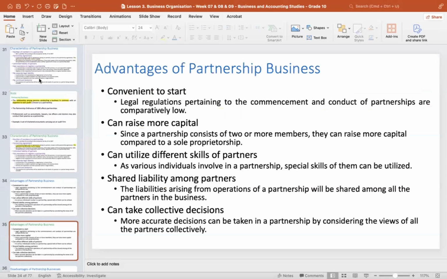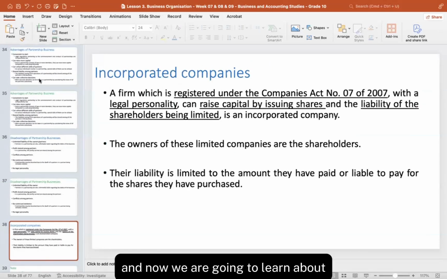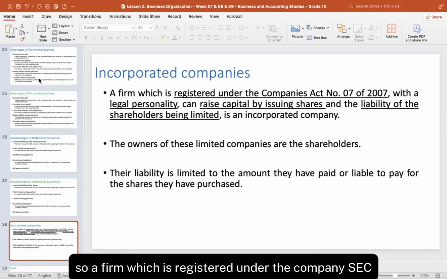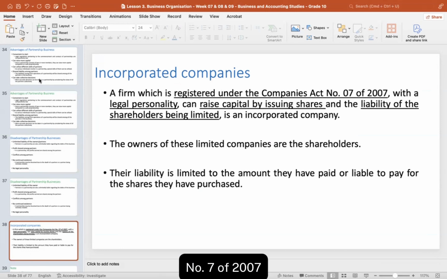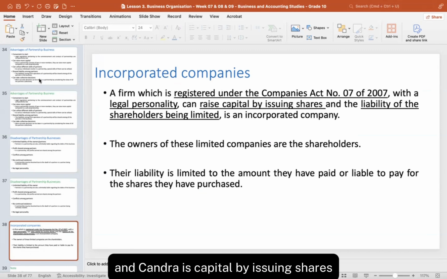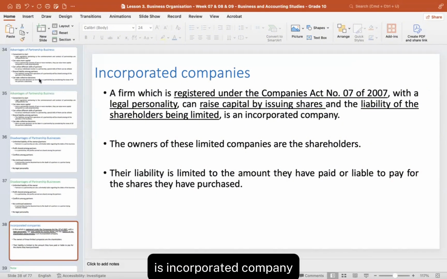Okay, and then we learn about the disadvantages of partnership, and now we are going to learn about incorporated companies. Okay, this is a new thing. So a firm which is registered under the Companies Act number 7 of 2007, with a legal personality and can raise capital by issuing shares, and the liability of the shareholders being limited, is an incorporated company.